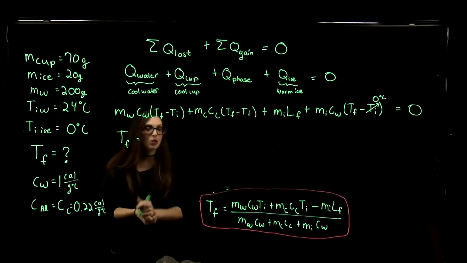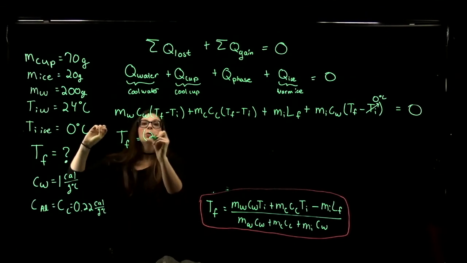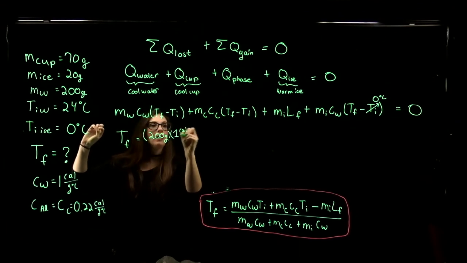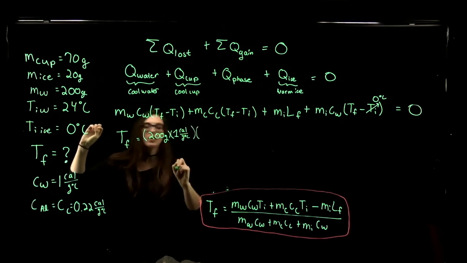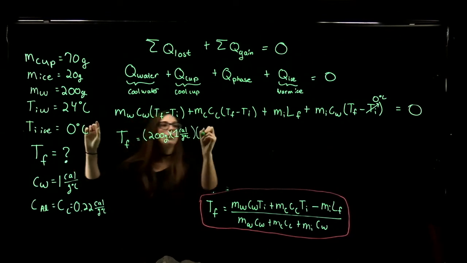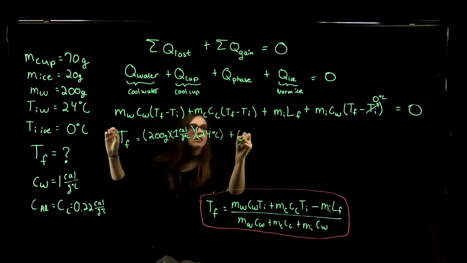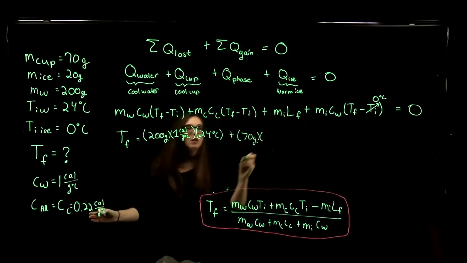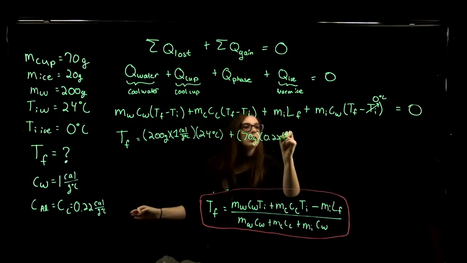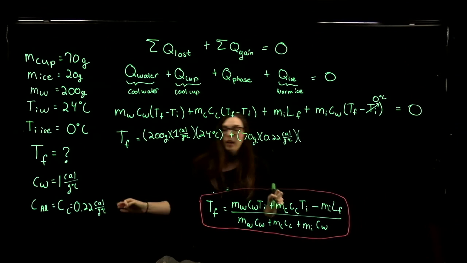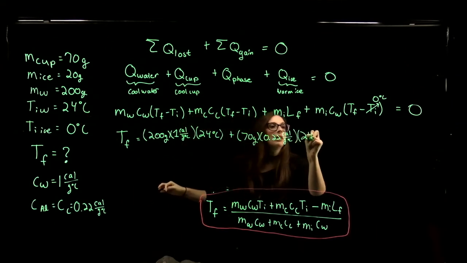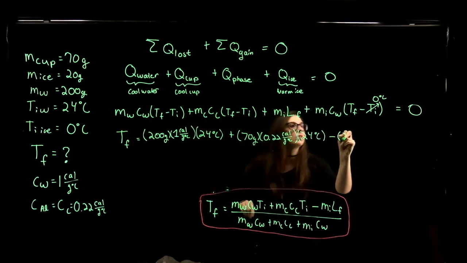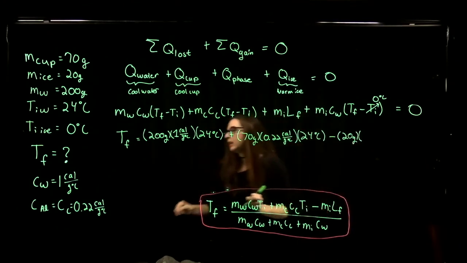So this final temperature is going to be our mass of the water, 200 grams, times the specific heat of water, 1 calorie per gram degree Celsius, times the initial temperature of our system, 24 degrees Celsius, plus the mass of my cup, 70 grams, times the specific heat of the aluminum cup, which was 0.22 calories per gram degree Celsius, times the initial temperature, 24 degrees Celsius, minus the mass of my ice, 20 grams, times the latent heat of fusion.